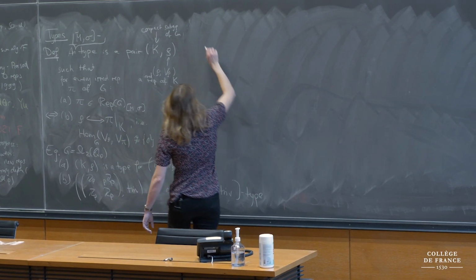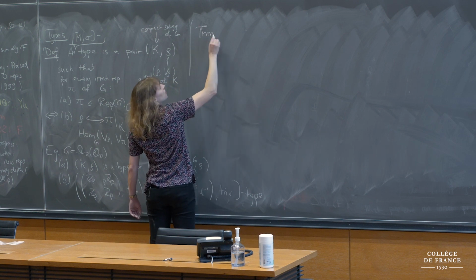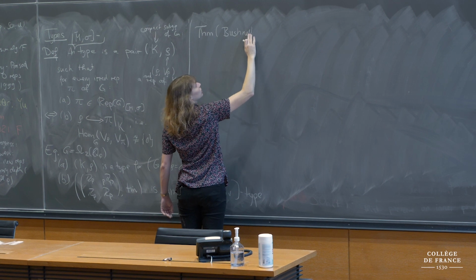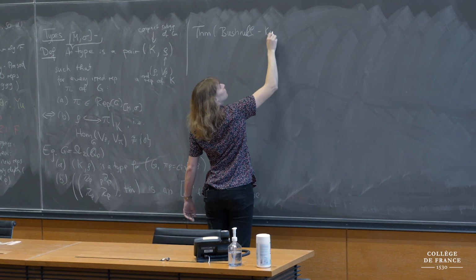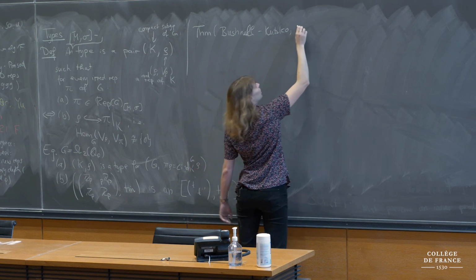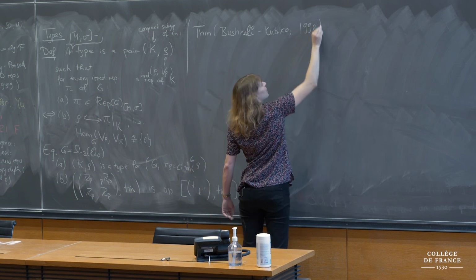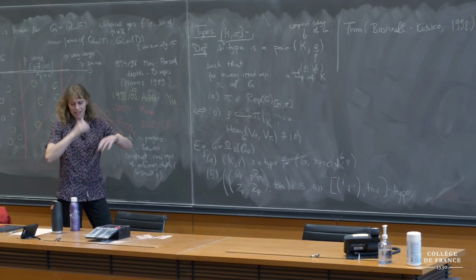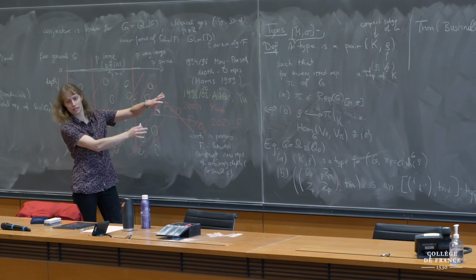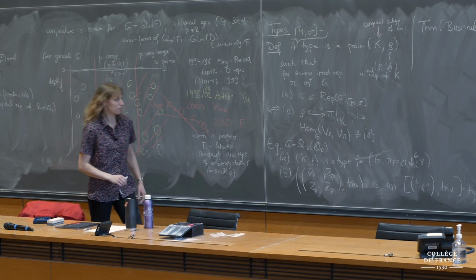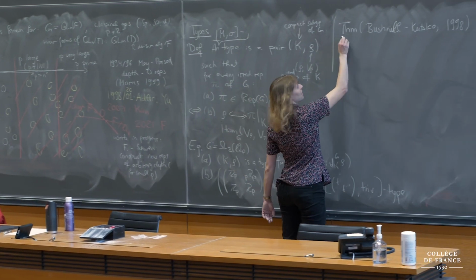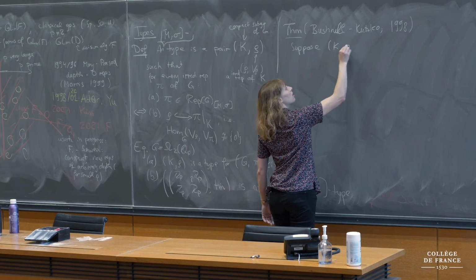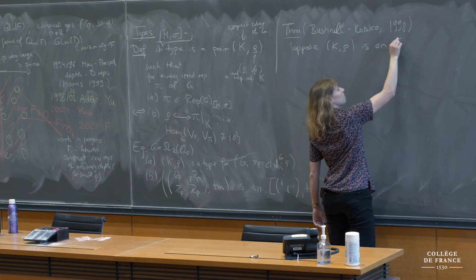And why is this so interesting? It's so powerful because of the following theorem by Bushnell and Kutzko from 1998. So they studied these representations of GL_N and then tried to make sense of what they constructed by introducing this type theory. So that's what they introduced. And here's the nice theorem that says, suppose K, rho is an M sigma type.